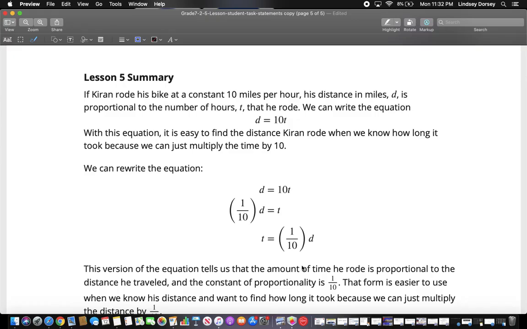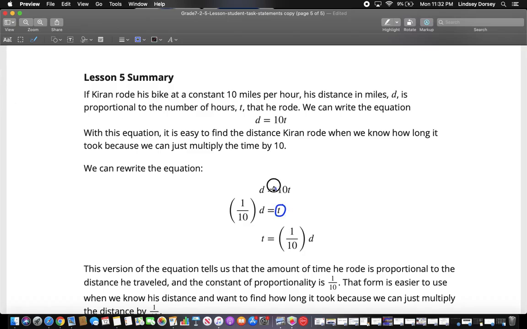Okay, so in the summary, it's basically showing why you're able to rewrite that equation. So to get rid of 10 on this side, you would multiply by 1/10. And 10 times 1/10 is 1. So that just leaves 1 times t, which is the same thing as t. So that's why there's no number here beside t now.